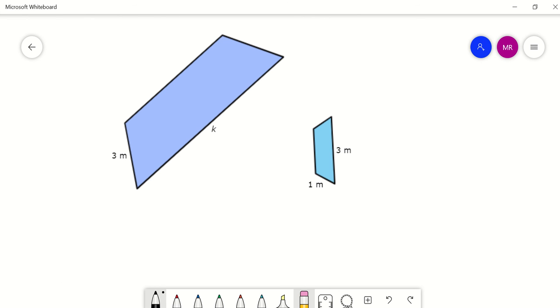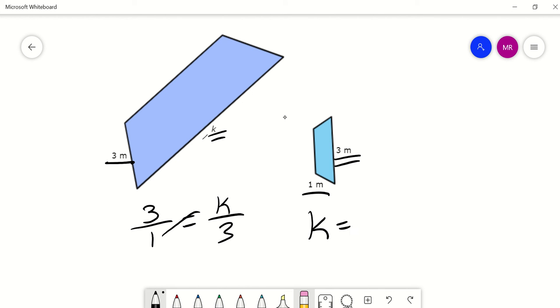Okay, so let's set up a proportion here. Let's say 3 and 1, right? So 3 corresponds to 1. We did big over small. I didn't have to, but I did. So we'll do K, big, over small 3. Again, 3 here corresponds to 1 here, and K corresponds to 3, so K over 3. We then cross multiply. 1 times K is K. 3 multiplied by 3 is 9, so K has to equal 9.